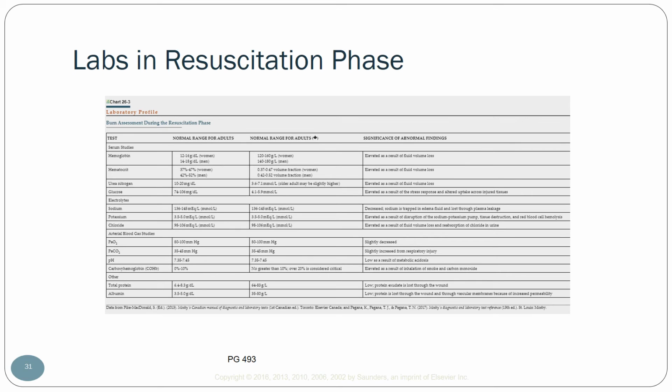Just above that is the carboxyhemoglobin reading. So we never want that greater than 10, and if it's over 20%, it's considered a critical reading. So this would be important if we were concerned about carbon monoxide poisoning. Once again, your PaO2 may only be slightly decreased in that situation. So your oxygenation is not going to be the telling factor if it's a carbon monoxide.